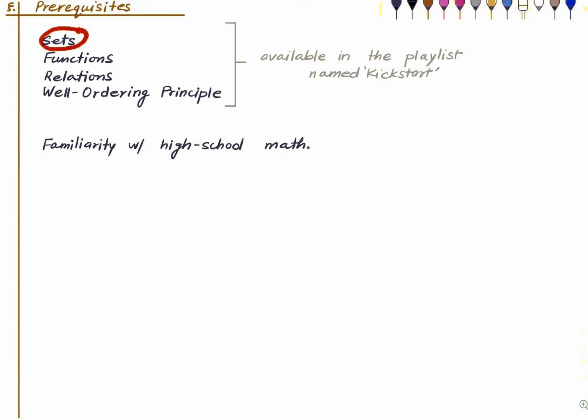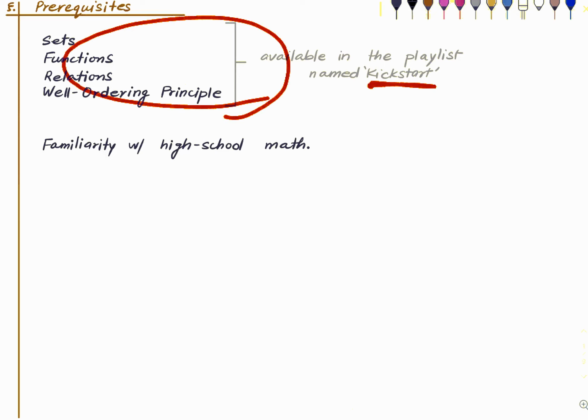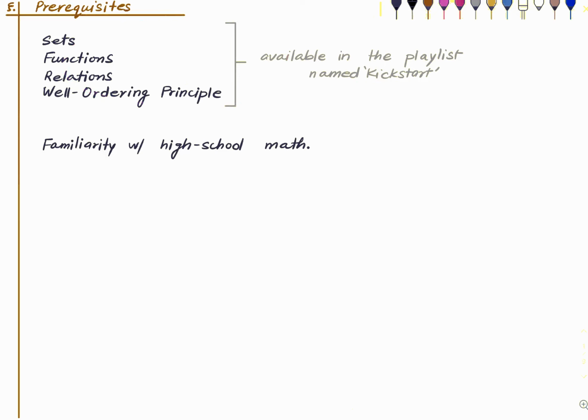So we need to know the language of sets, functions, relations. All of this is available in the playlist named Kickstart. And we also need to know the well-ordering principle, not for this lecture, but for the lecture series in general. Okay, and all of this is available in the playlist named Kickstart. Of course, we will be assuming high school level mathematics. And with that, let us start.